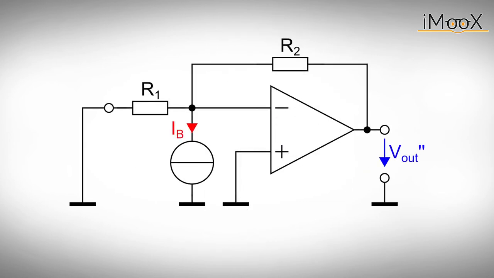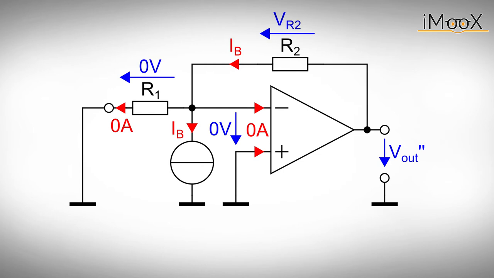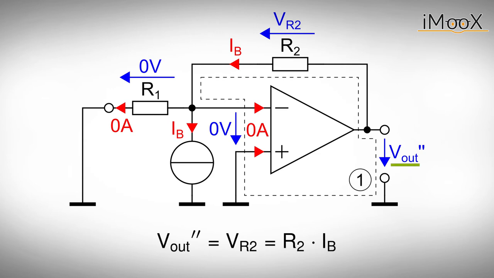Next, we analyze the bias current at the inverting input. For calculating the influence of the offset and bias current, the operational amplifier is now considered ideal and the differential input voltage is 0 volts. Consequently, also the voltage drop over R1 is 0 volts and no current flows through R1. This means that the entire bias current has to flow through R2 and cause a voltage drop. By solving loop 1, we get the output voltage Vout double prime as a result of the bias current at the inverting input.